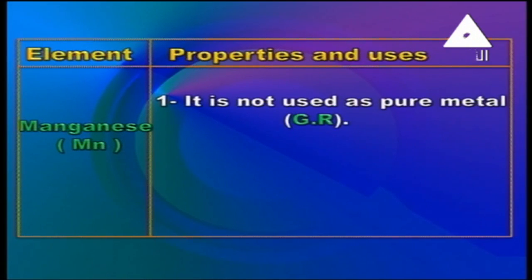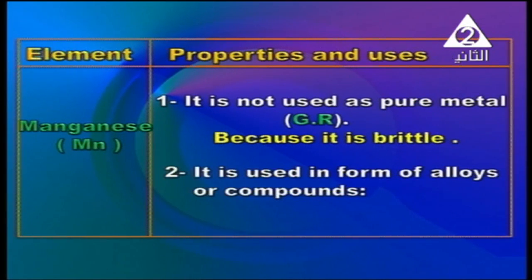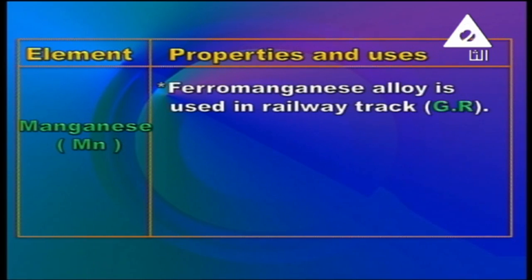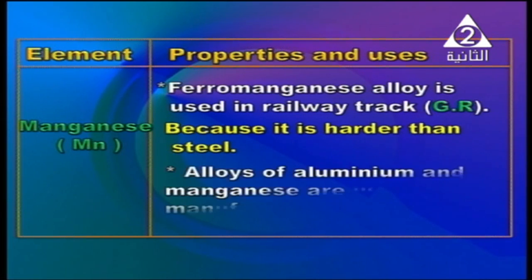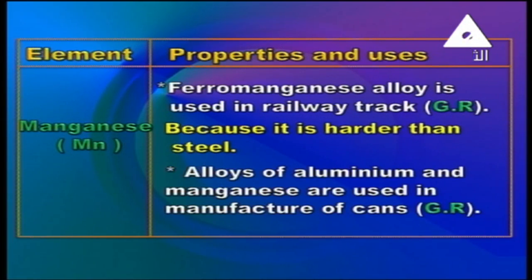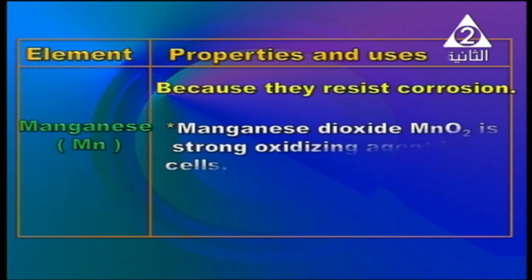Manganese as an element is not used as a pure element because it is brittle, but it can be used in the form of alloys or compounds that I explain here. The ferromanganese alloy is used in railway tracks because it is harder than steel, and its alloy with aluminum is used in the manufacture of cans because it resists corrosion.